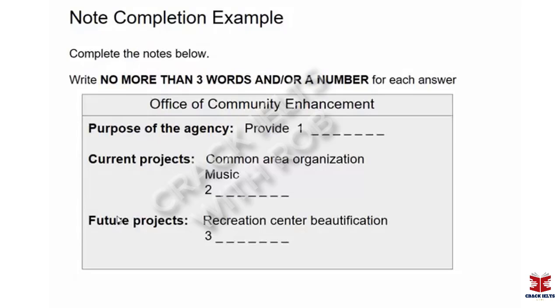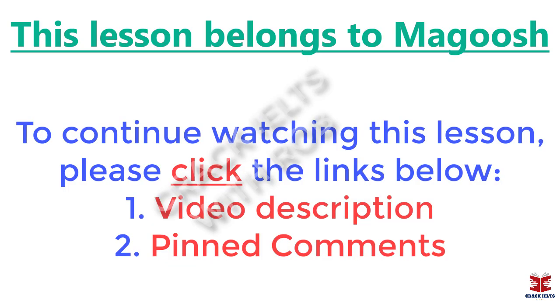As soon as this person starts talking about projects of some kind, projects that are happening now, maybe they're going to talk about projects that happened in the past and we just don't have any information in our notes related to that. But what we're looking for in question number 2 are the projects that this office is currently doing.